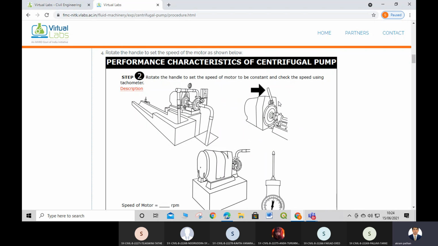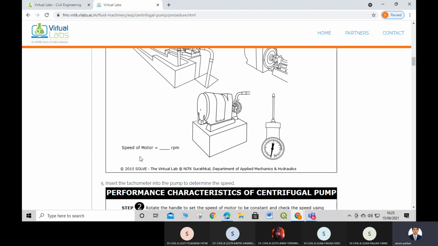Then what we have to do is increase the discharge. To increase the discharge or to maintain a constant speed for a centrifugal pump, we have a valve. This is a valve, or we can say the handle. With the help of this, we can make a constant speed for the pump. So by using this handle, we are going to set the speed of the pump. After setting the constant speed for the pump, with the help of the tachometer, we have to record the speed in RPM, the speed of the motor.